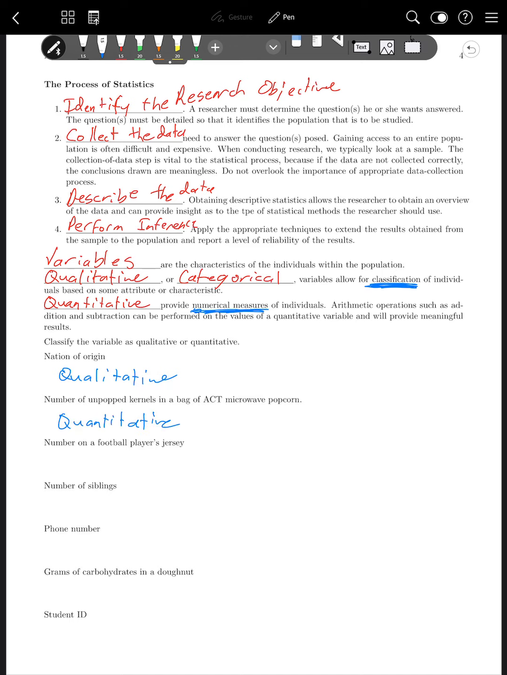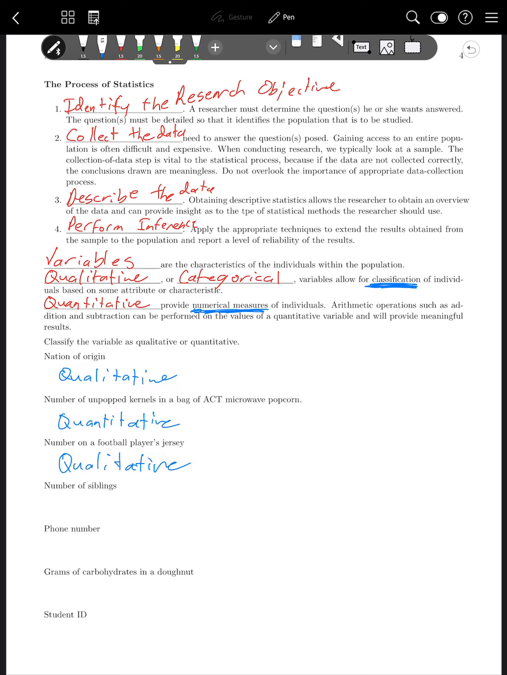Okay. Next one, number on a football player's jersey. So it's a number, so it might be quantitative, but the question is, does that measure something or does it classify you? And in this case, it classifies, because it tells you who that player is. And depending on the level of football, it might actually tell you what position the player plays. So this would be qualitative.